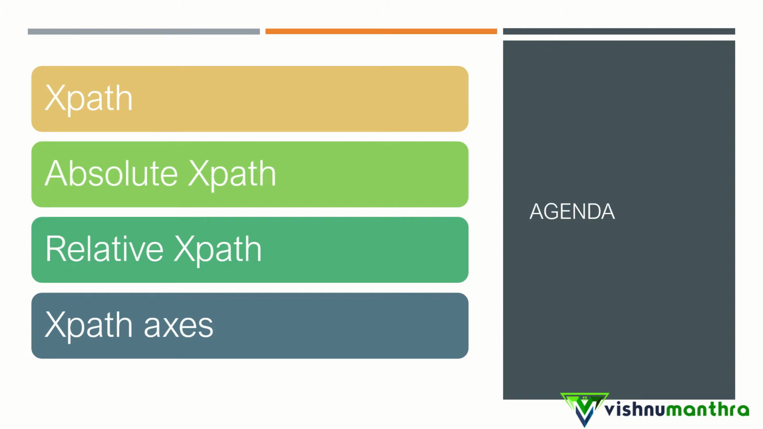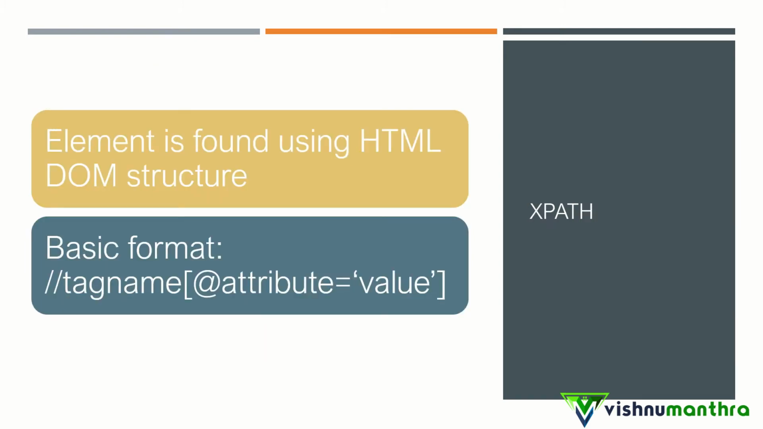Let's start our session now. In order to identify the element using XPath, we will be using the DOM structure and we will be finding the path. We will traverse through the DOM structure and find the path, which is a unique identifier for that particular element. The basic format for XPath is a / followed by a tag name, and then we can see the attribute name and the attribute value. So this is the basic format. There are different ways by which we can construct the XPath, but the basic format will be like this.